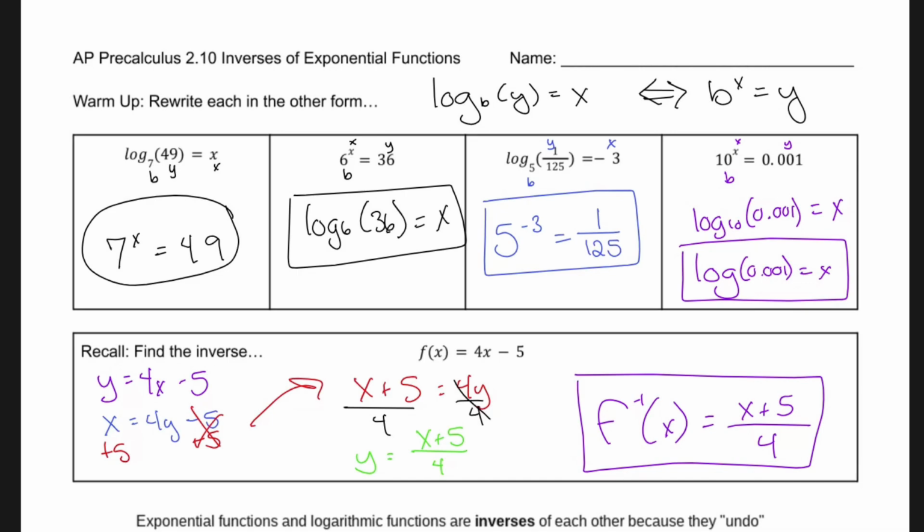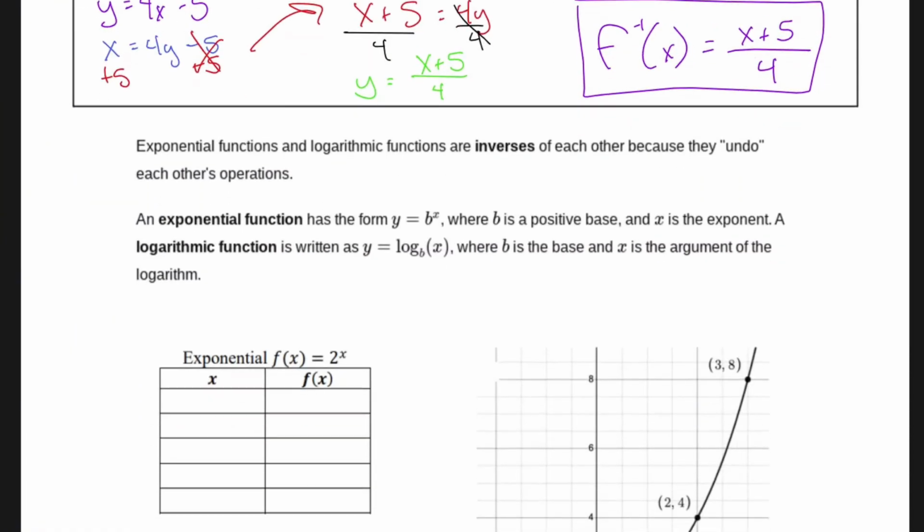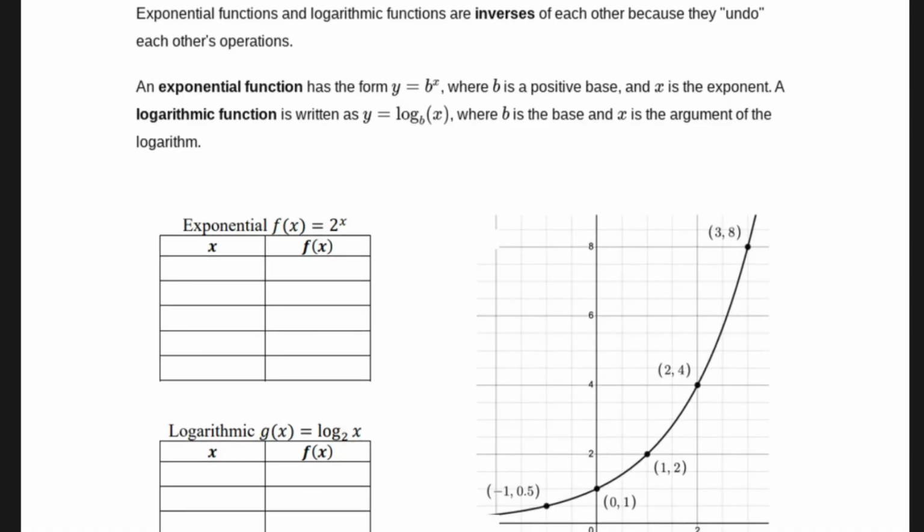So that's the basics of finding an inverse. Of course, we're going to apply that to these things. Exponential functions and logarithmic functions are inverses of each other. Remember? Because they undo each other's operations. An exponential function has the form y equals b to the x, where b is a positive base and x is the exponent. A logarithmic function is written as y equals log base b of x.